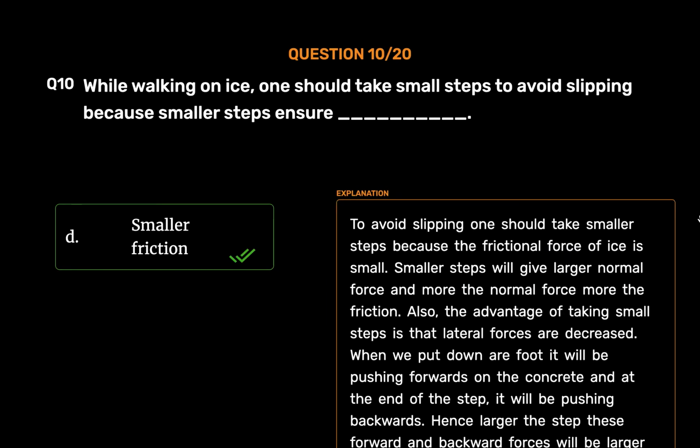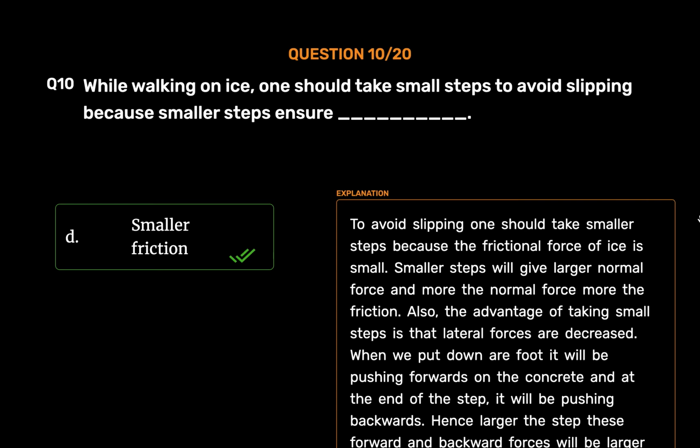To avoid slipping, one should take smaller steps because the frictional force of ice is small. Smaller steps will give larger normal force, and more the normal force, more the friction. Also, the advantage of taking small steps is that lateral forces are decreased.